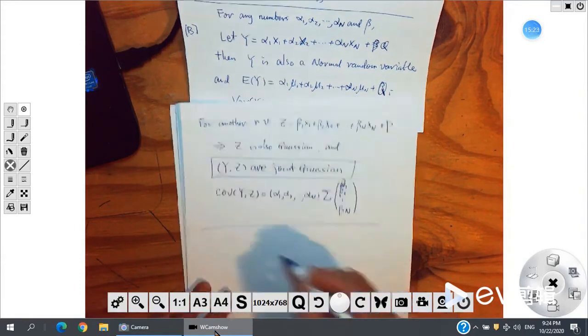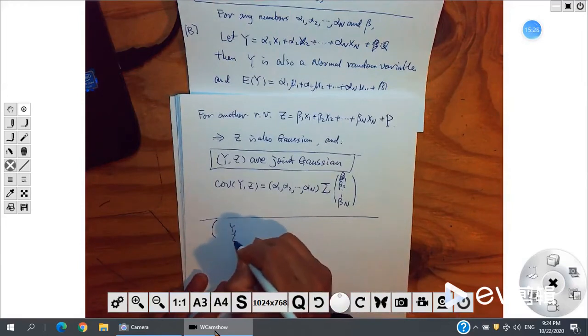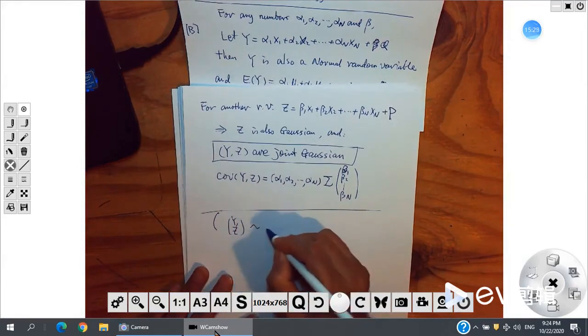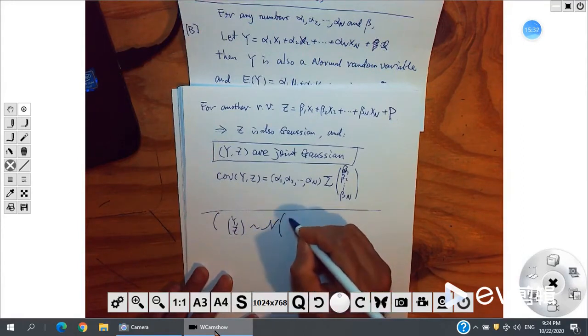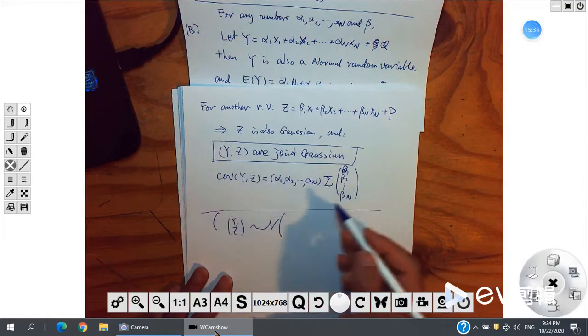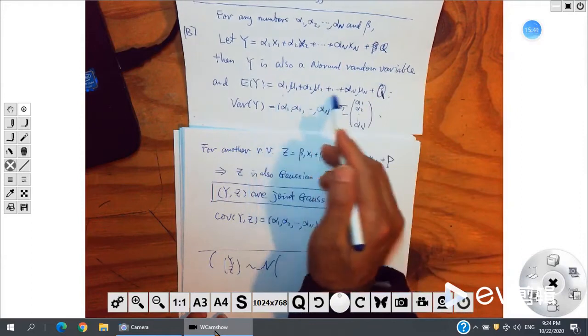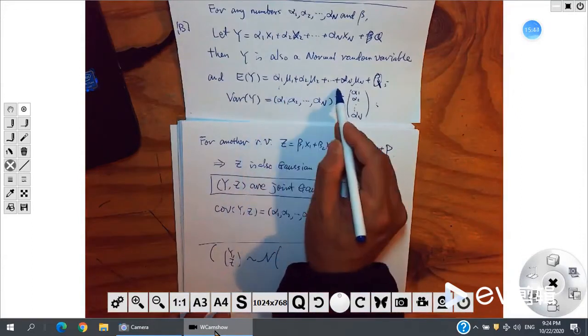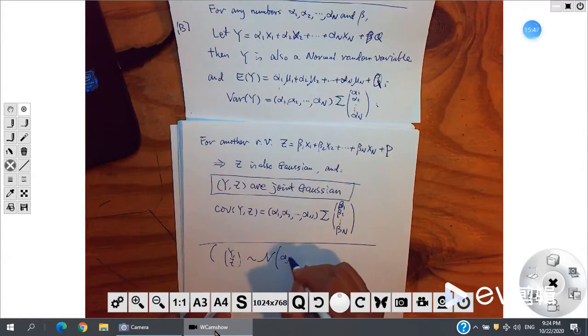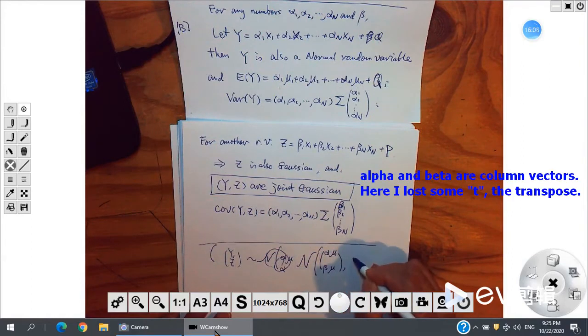Alright, in other words, y and z, if I put them together, they will obey a normal distribution of mu. Now mu, I can write it shorter. Mu is this one, right? This alpha times mu, right? This is alpha times mu, and beta times mu. I have two. N of alpha mu, and the second will be beta mu. And the sigma.